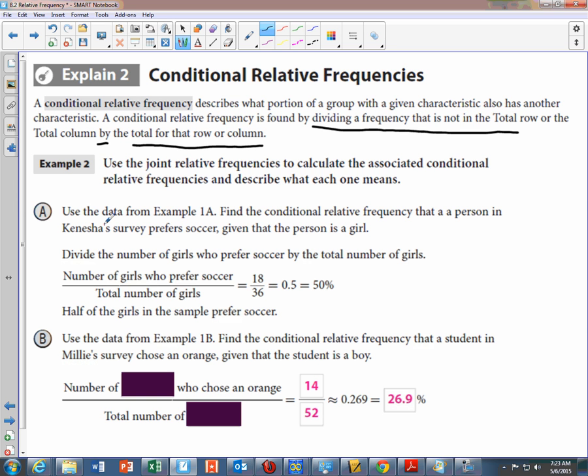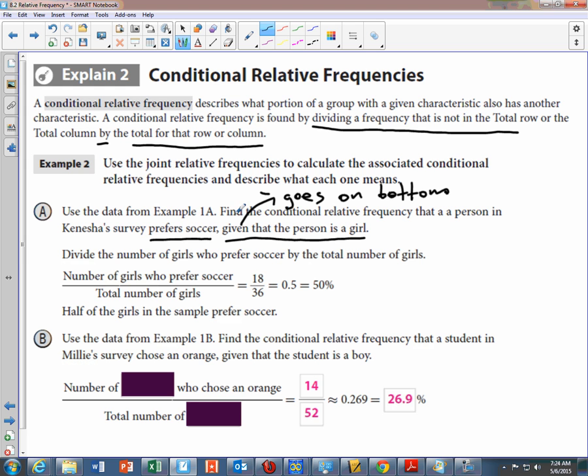So it says use the data from example 1A, which is all the way back on page 360. Okay, so you're going to have to flip back and forth here a little bit. It says use the data from example 1A, find the conditional relative frequency that a person in Keisha's survey prefers soccer, please underline prefer soccer, given that the person is a girl. Okay, so we know we're only looking at the girls. Whatever it tells you is the given goes on bottom.